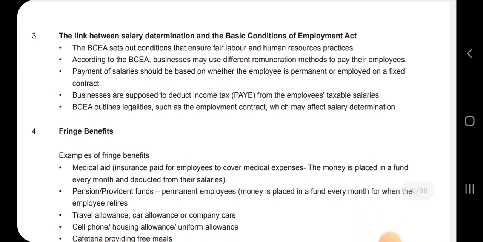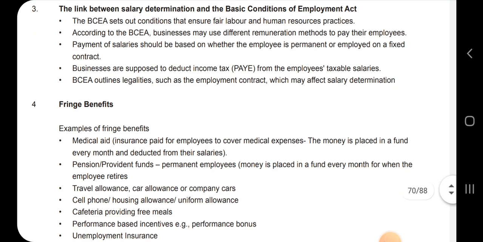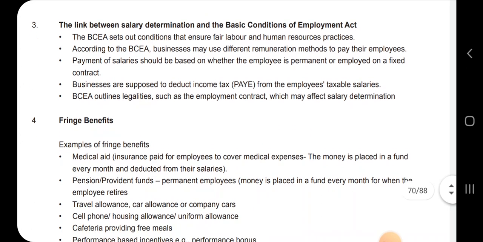So the link between salary determination and the Basic Conditions of Employment Act. What does the Act say regarding determination of salaries? The Basic Conditions of Employment Act sets out conditions that ensure fair labor and human resource practices. According to the Act, businesses may use different remuneration methods to pay their employees. Businesses are supposed to deduct income tax from the employee's taxable salary. So those are the link and what the Act says.